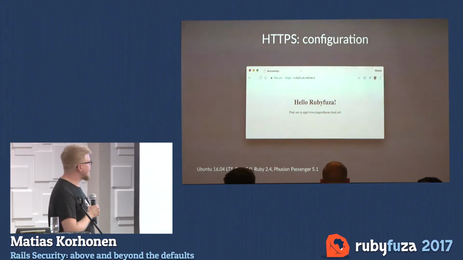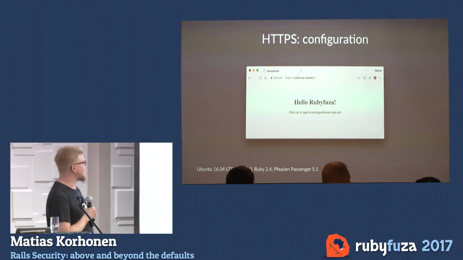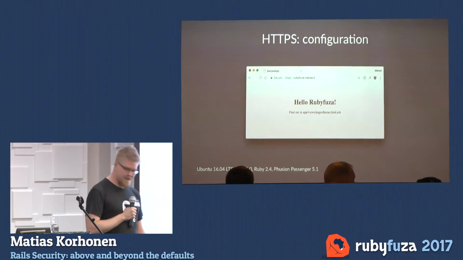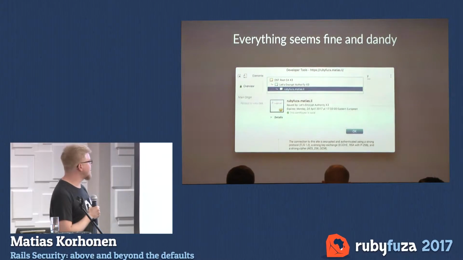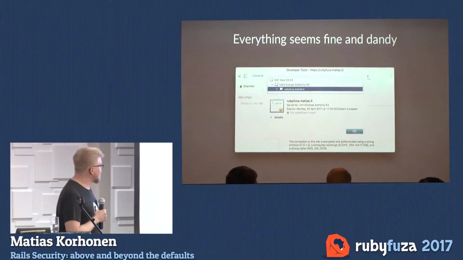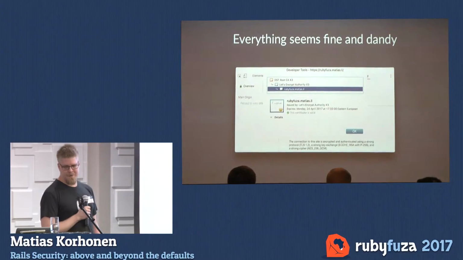So I've set up a test site. It's a normal Rails 5 application running on an Ubuntu server, and it's using the default configuration. And as far as we can see, it looks fine and dandy. The browser says it's secure. There's a nice green lock there. But how can we really be sure?